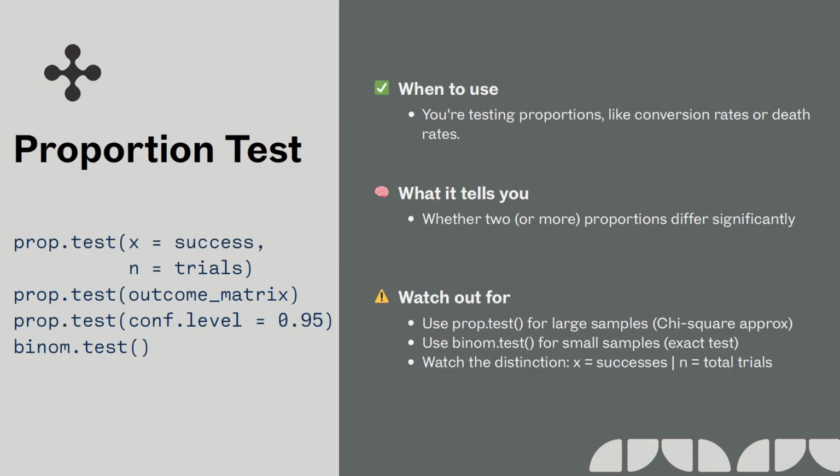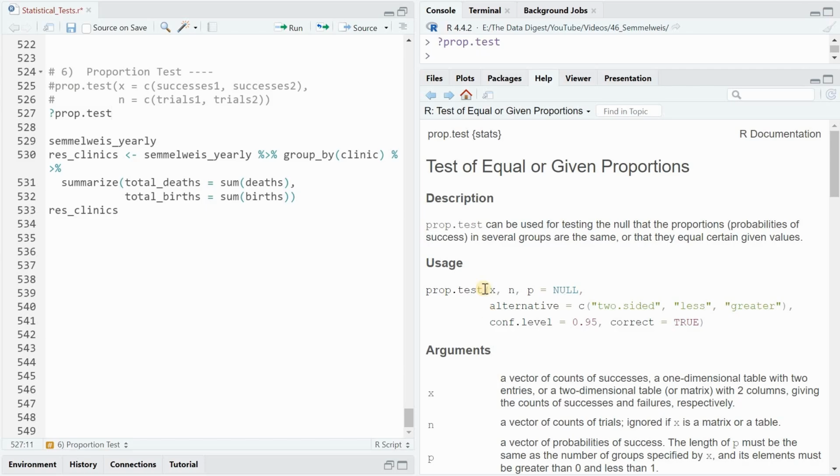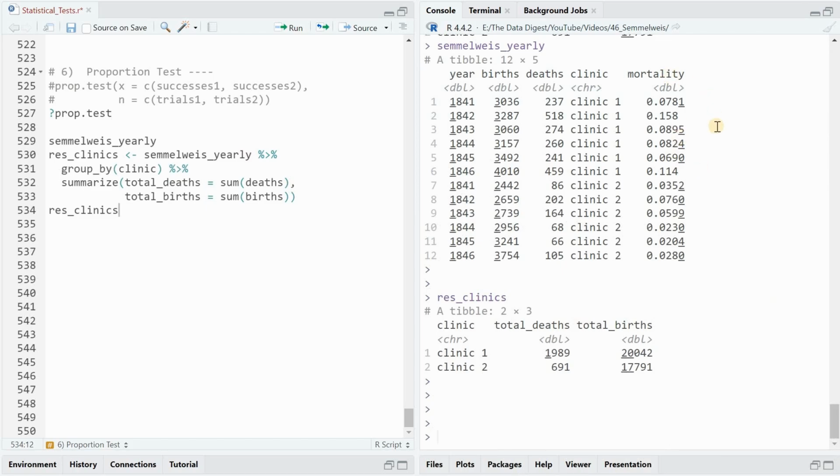They are essential when you're comparing things like conversion rates of websites or success rates or death rates in general across groups. The prop test needs a vector of x and n, where x represents the number of successes and n is the number of trials. In one of my recent videos I investigated the mortality rate of 2 different clinics in 1840s Vienna, hospitals where women would come in to give birth, but then died of an infection, in some years between 7 and 16% of the time in clinic 1, but only 2 to 8% of the time in clinic 2. So we have two different proportions, and we can use the prop test to compare them.